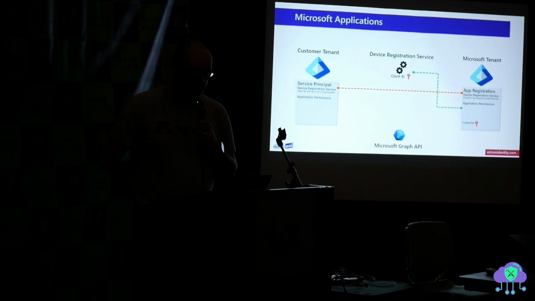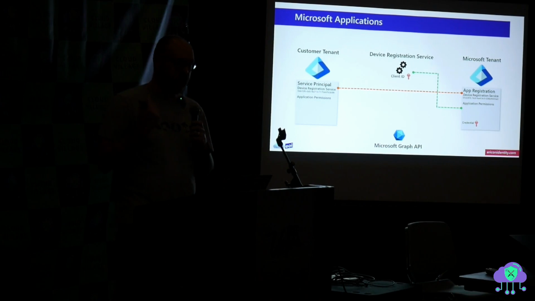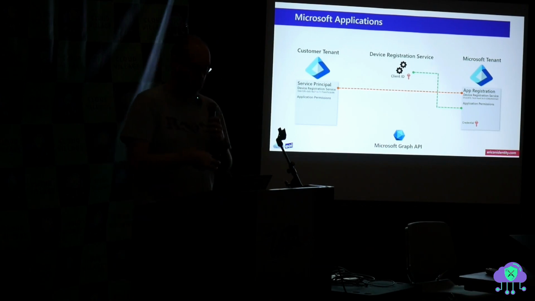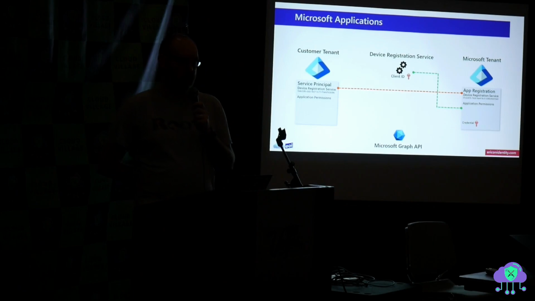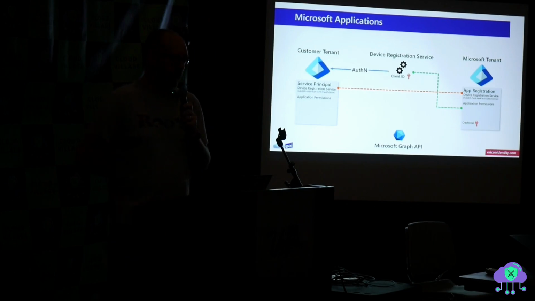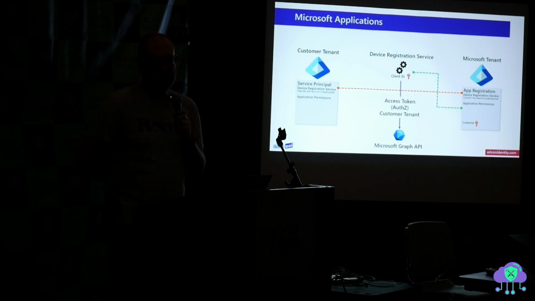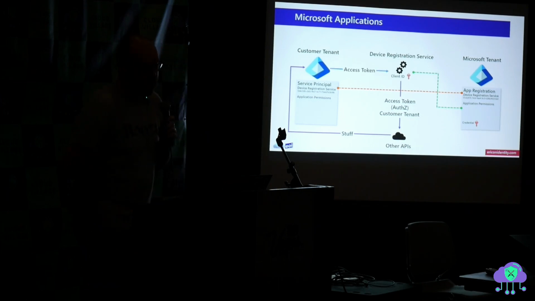And in theory, if Device Registration Service wanted to do things against Graph API, it can authenticate to the customer's tenant with those credentials, get an access token back, and it's the same flow. It's authorized to go do whatever Graph stuff that it is supposed to be allowed to do. But note that there are other APIs out there as well that Microsoft uses. It's not just Graph.